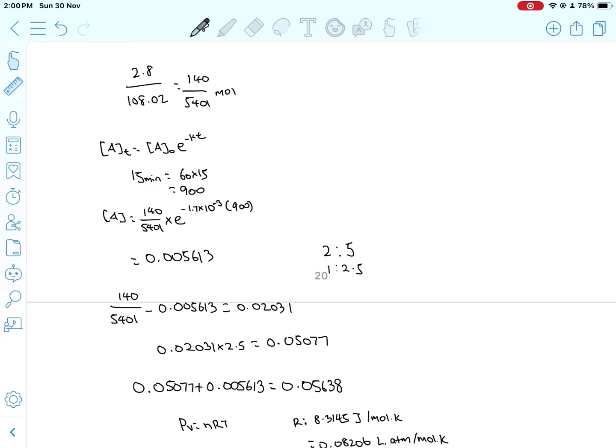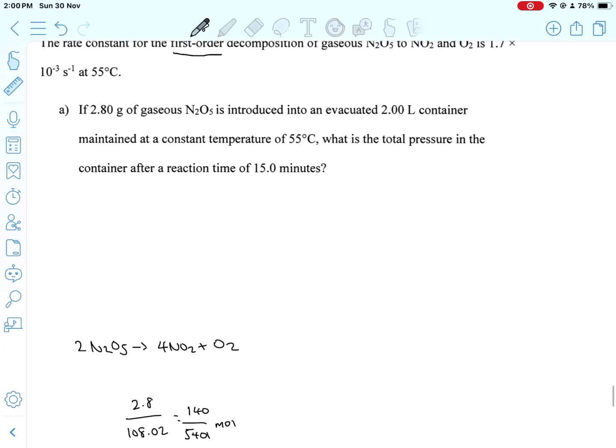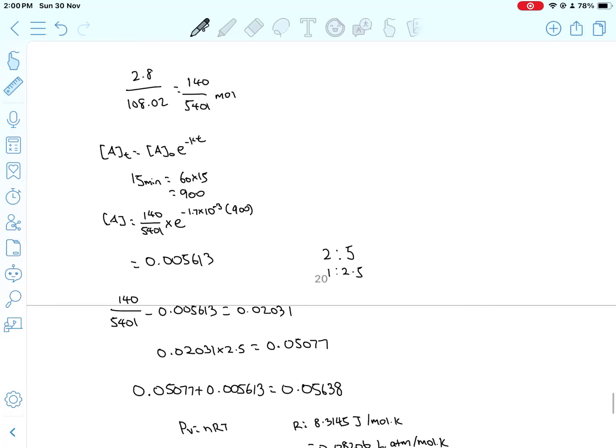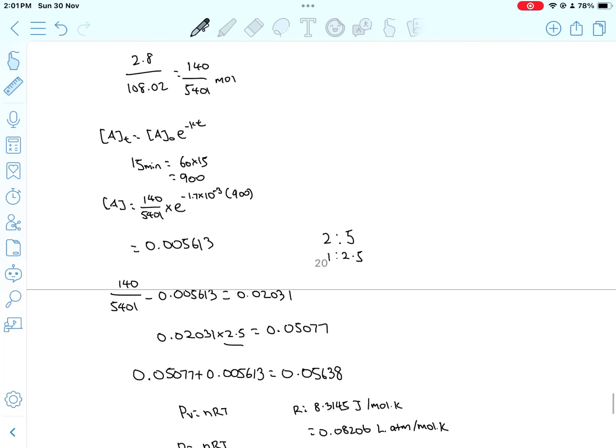Now, next we have to look at the balanced chemical equation to know how much product has formed. So 2 moles will give you 5. So the ratio is 1:2.5. So for every 1 mole, you get 2.5 moles. So 0.02031 has to be multiplied by 2.5 to get you the number of moles of your products, which is 0.05077.